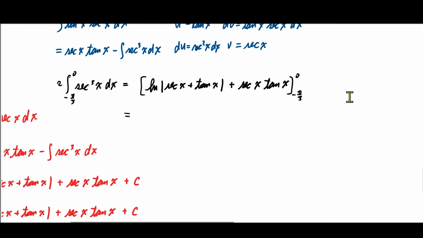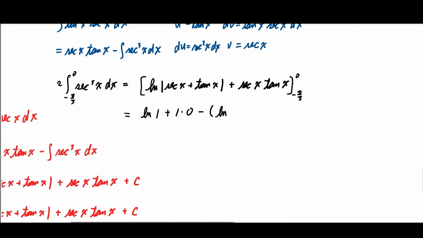So plug in 0. If I put 0 here, that becomes ln 1. That looks ugly. I'll just say ln 1 because tangent 0 is 0. So I only have ln 1, which is 0, by the way, plus. If I plug in 0 here, this is 1 times 0. You with me? Minus. Now I plug in negative pi over 3, so we have ln.